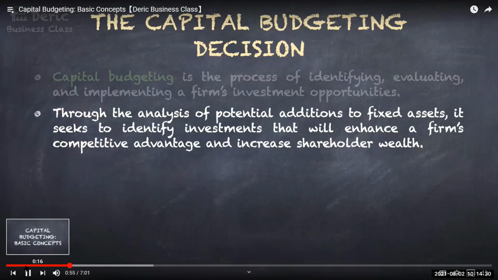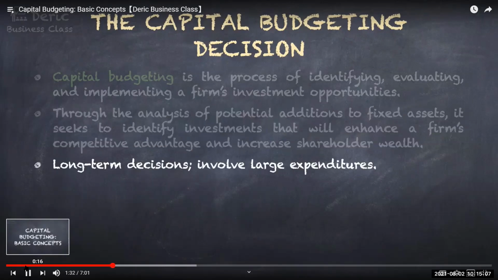When you do capital budgeting, you are basically considering investing in fixed assets, such as buying machines or equipment. It seeks to identify investments that will enhance a firm's competitive advantage and increase shareholder wealth. Investing in the fixed assets, in fact, is to enhance the firm's competitive advantage. Competitive advantage is an attribute that enables a company to perform better than its competitors. To increase shareholder wealth is the same as to increase the share price or the value of the company. It is in line with the goal of shareholder wealth maximization.